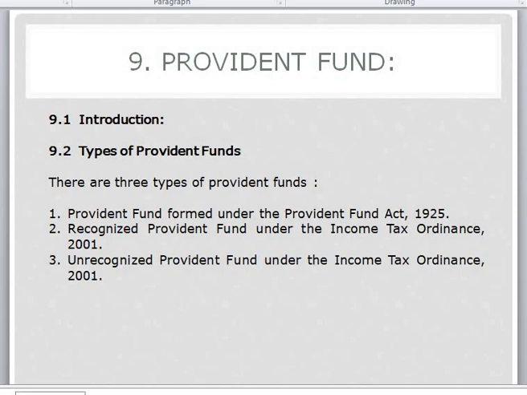Next one, the second point, is the Recognized Provident Fund under the Income Tax Ordinance 2001. The Provident Fund recognized by the CIR is called a Recognized Provident Fund, and if it is not recognized by the CIR, then it is called an Unrecognized Provident Fund.